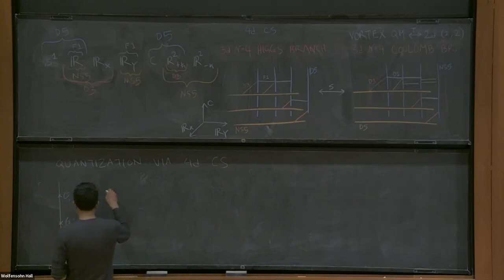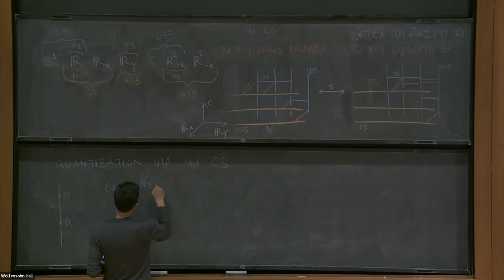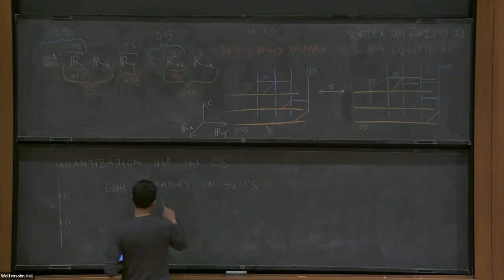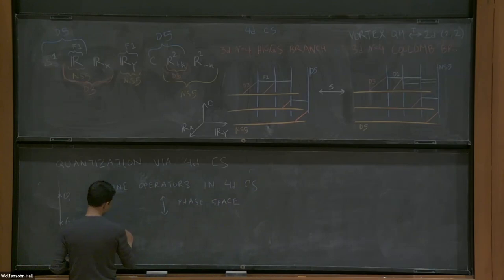So the claim is that there's a one-to-one correspondence between line operators in 4D Chern-Simons and some varieties. This correspondence comes from attaching a classical phase space to a line operator. So I'm just going to write phase space. And Cherkis bow varieties.